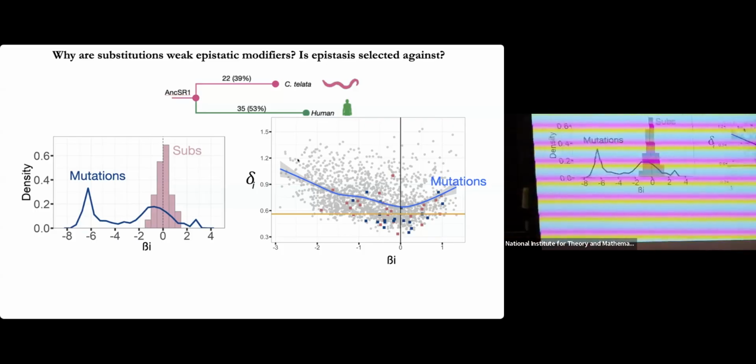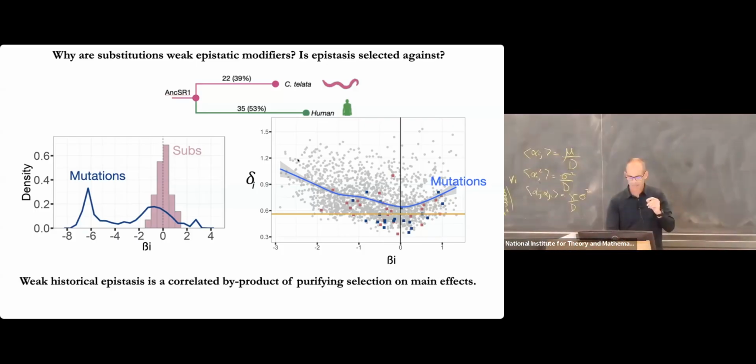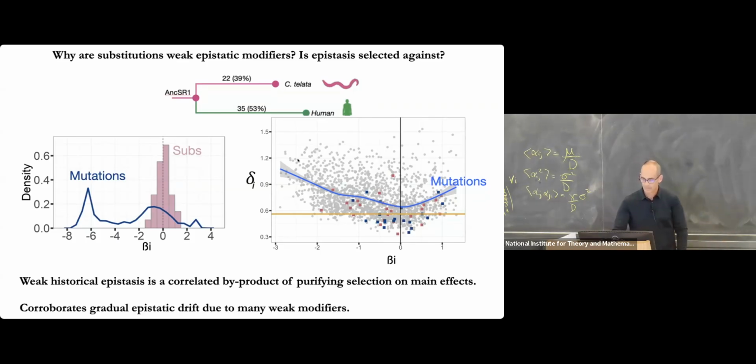Yeah, I have one more. So the weakness of historical epistasis is a correlated byproduct of purifying selection on main effects. Selection does not see epistasis except under rare circumstances, and it doesn't see it here. So this directly corroborates the idea of gradual epistatic drift due to many weak modifiers accumulating across phylogenetic trajectories.